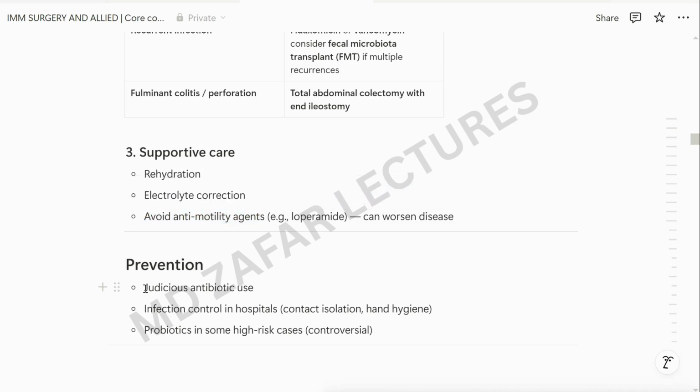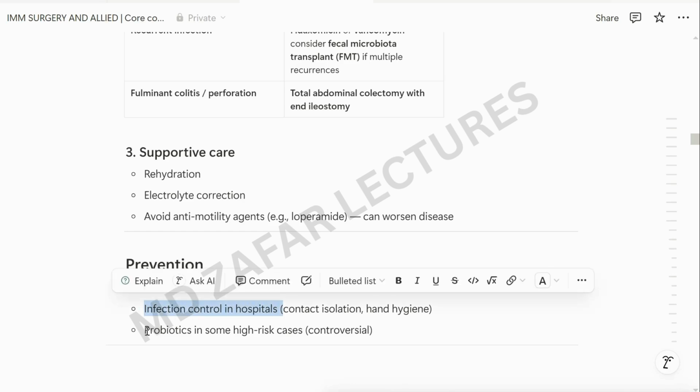Now, in terms of prevention, whenever an old age patient comes with a pathology like abdominal sepsis and we are supposed to give them antibiotics, we have to be very precise in using the antibiotics. So, the second important step is the infection control in hospitals, followed by the use of probiotics in high risk cases, though it remains controversial.